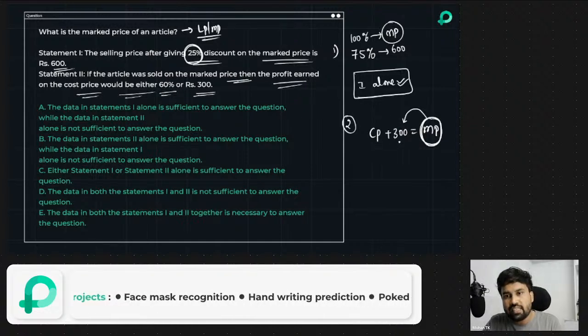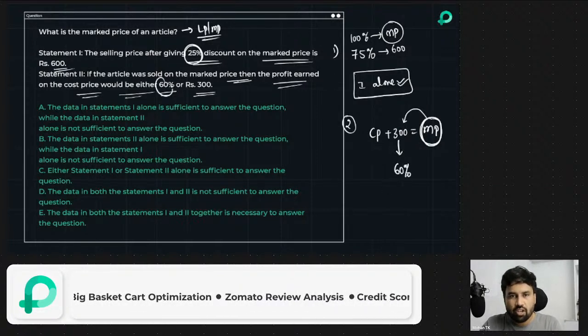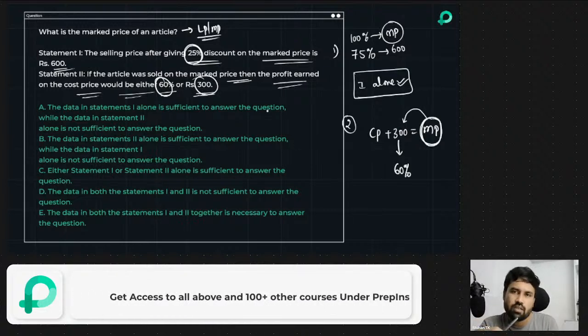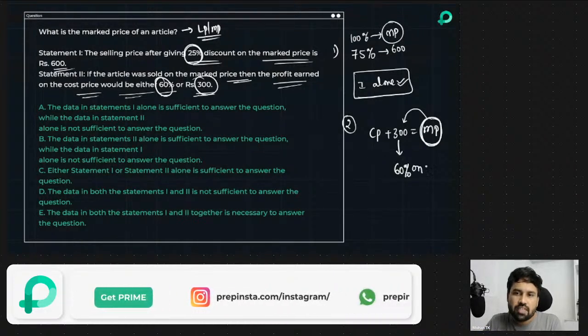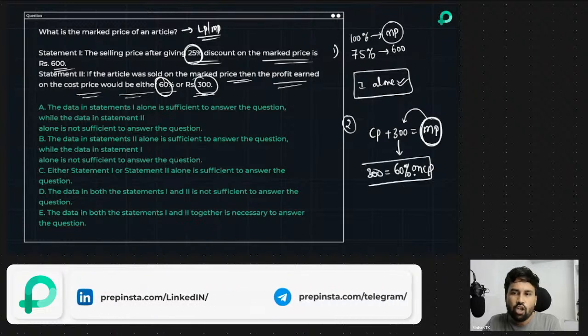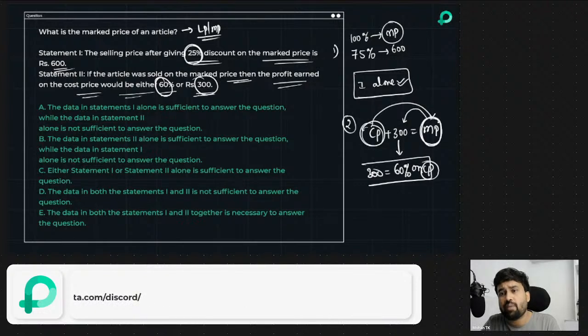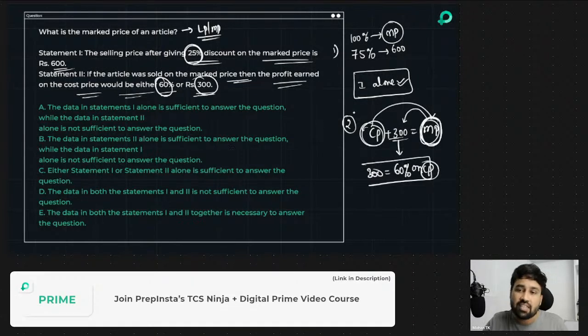And he's saying this 300 rupees is 60%. Am I right or not? So 60% profit is the same as 300 rupees. What does profit mean, guys? Profit means 60% on cost price. So 60% on cost price is 300 rupees. You will find the cost price. If you know the cost price, you will find the market price by adding 300. So I can find the market price also in the second statement alone.